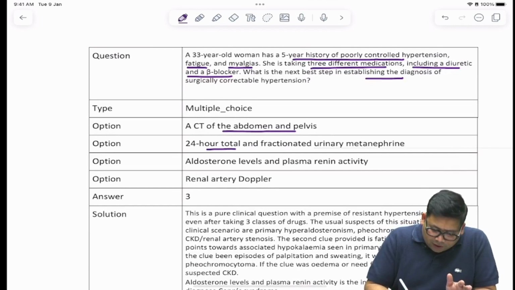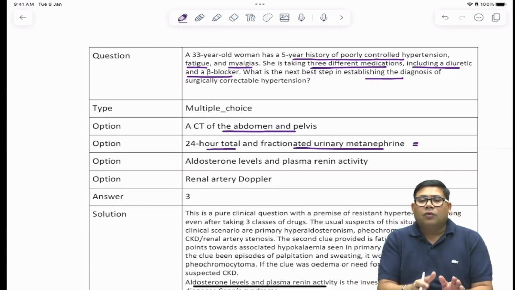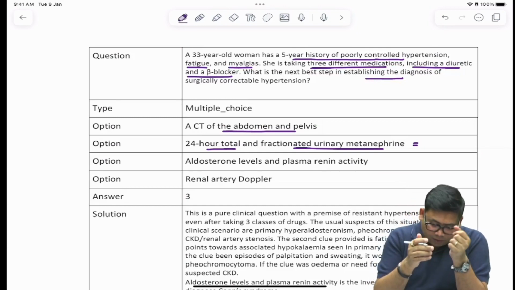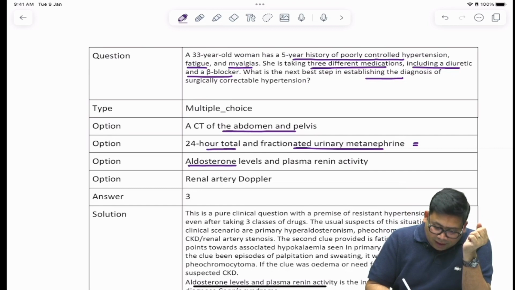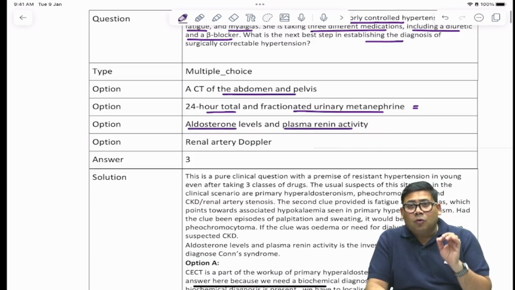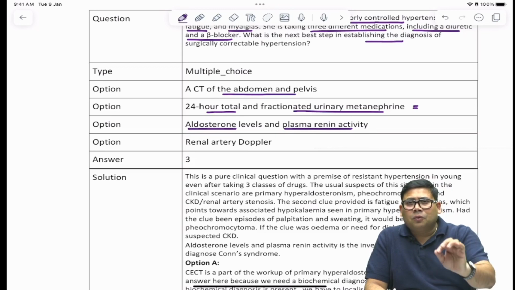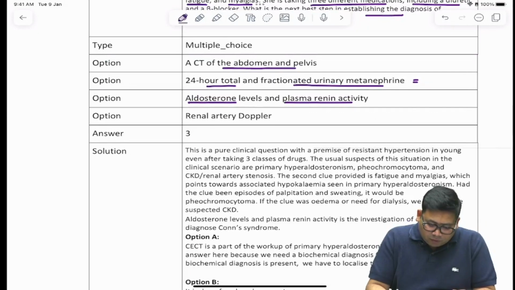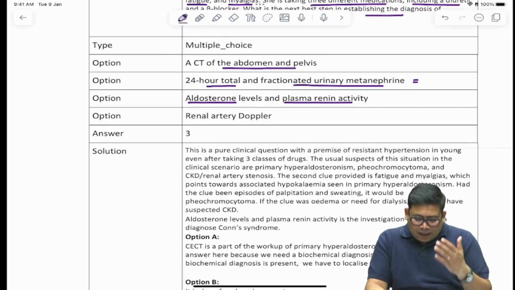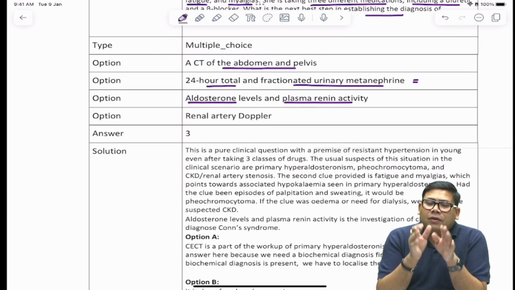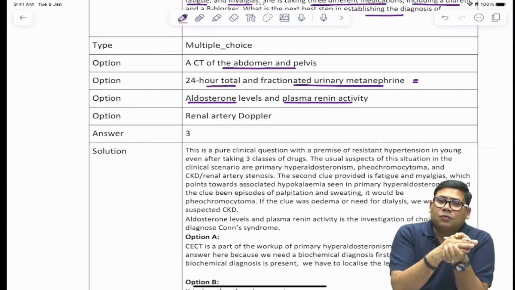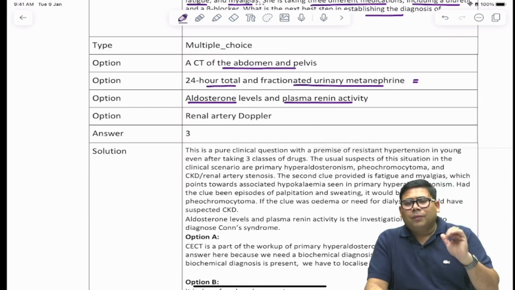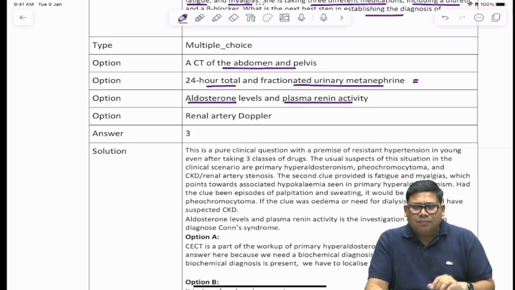24-hour fractionated urinary metanephrines. They are for what, students? They are for the classical that we have, pheochromocytoma. Now aldosterone level and plasma renin activity is the gold standard investigation to confirm the aldosteronoma, and this is very important. So aldosterone levels and the renin activity is the only way to confirm this. Yes, now to localize on which side it is, we will be going for the CT or we will be going for the MRI. So this is a very simple thing that we have.